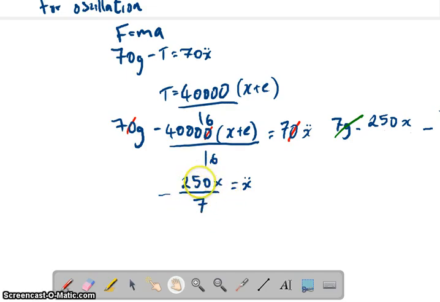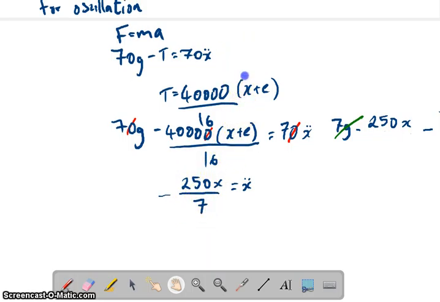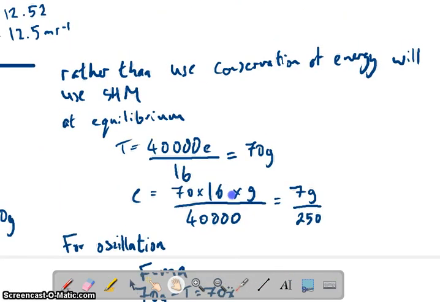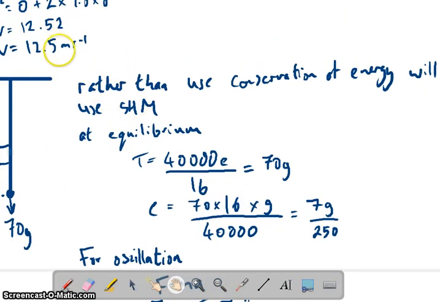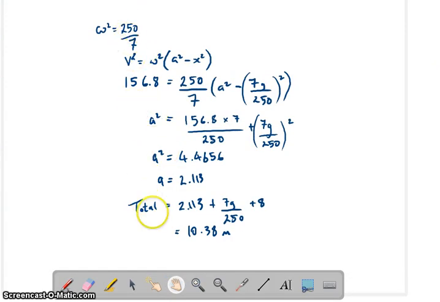Now to go from omega to the displacement is relatively easy. I say relatively easy because we have a velocity, and this is the velocity at the start of the oscillations. Okay, so next page.